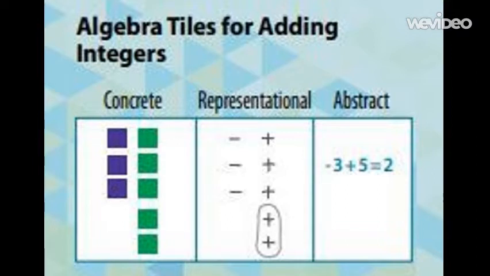Working with integers in sixth grade can be a really challenging concept for students, especially when teachers jump directly to the abstract. You'll see this model represents -3 plus 5 equals 2. So you can use the chips and see that the negatives are represented by the blue and the positives are represented by the green. And you see that there are 3 zero pairs that cancel out to be left with 2 positives, which is represented in the representational picture a little bit more clearly with drawing the negative signs and the positive signs.